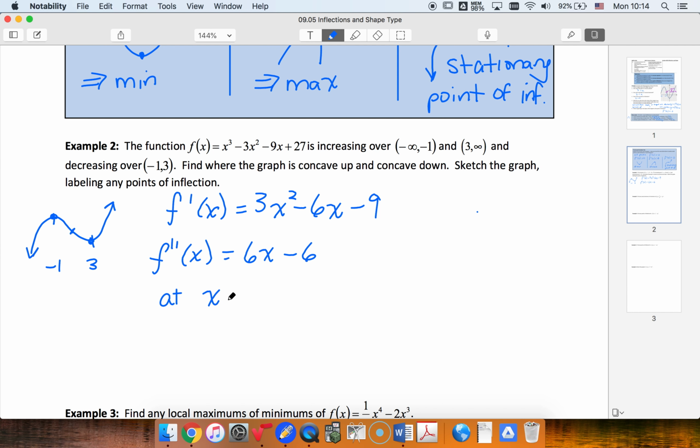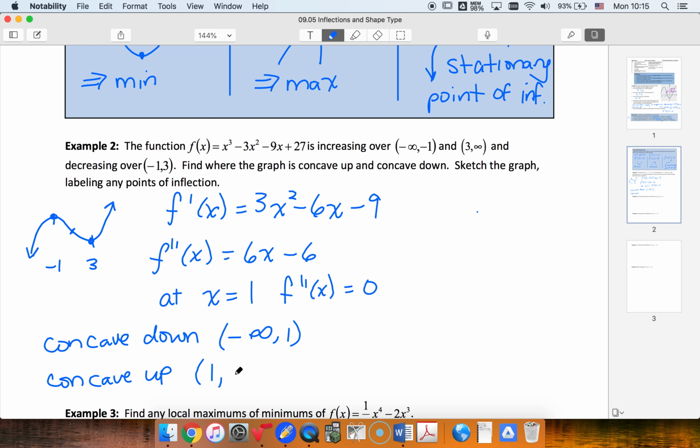So at x equals 1, the second derivative is 0. So that means that this point here is 1. So I could say that I'm concave down on the interval from -infinity until 1. I'm concave up otherwise, so that's from 1 to +infinity. And find where it's concave up, concave down. Sketch, label my points of inflection.